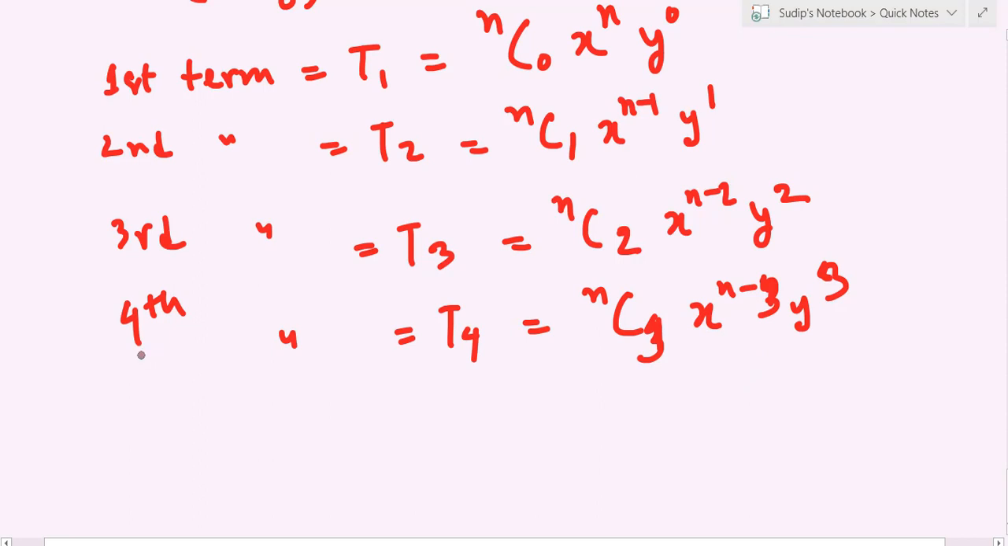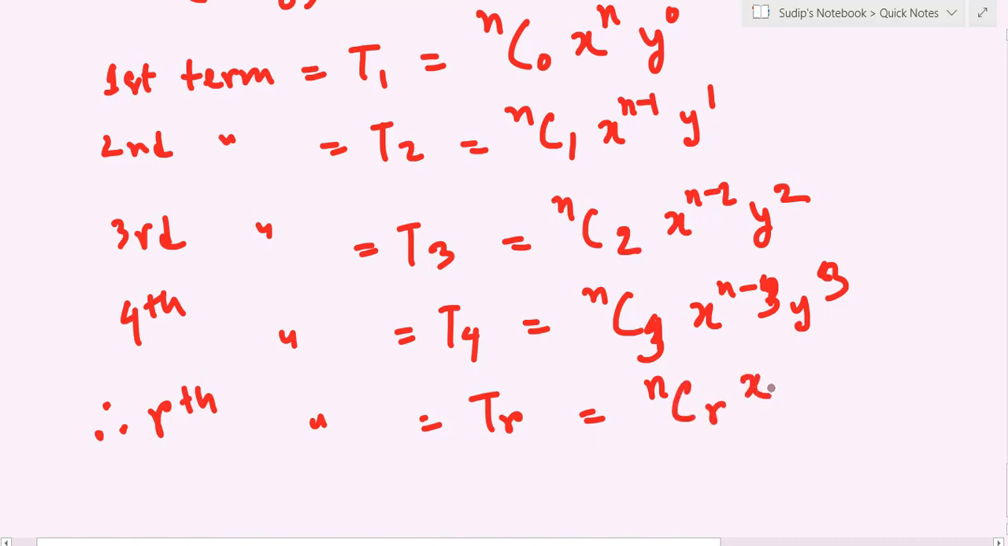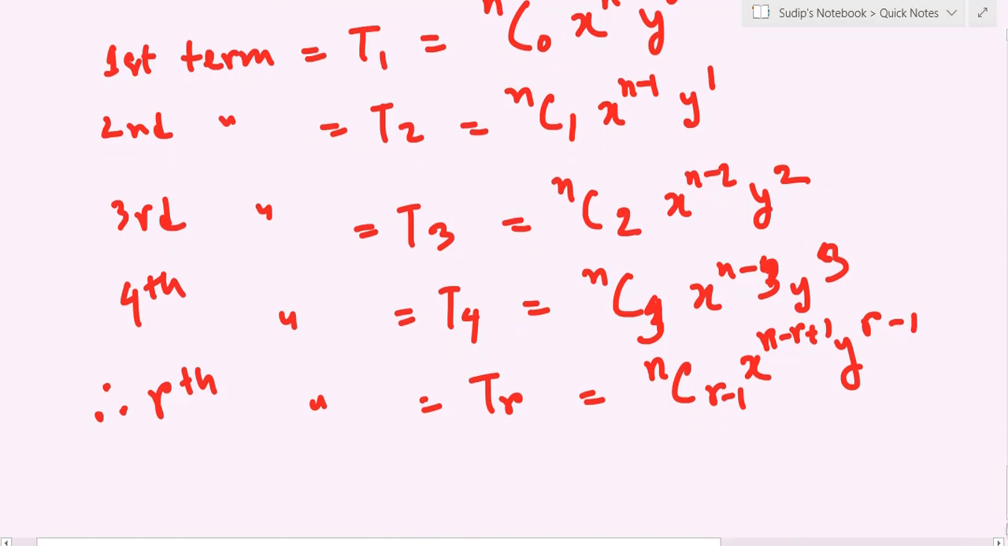So up to the fourth term, now we can write that the rth term is equal to Tr. Tr is equal to what? nCr-1 y to the power r-1 x to the power n-r+1. This will be the rth term.